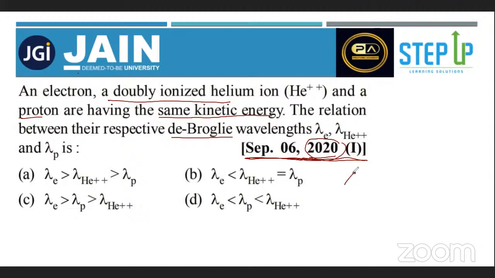If you remember, we did the formula just now. Lambda is equal to h by mv. I can write mv as root over 2m kinetic energy. Now, because they're saying that kinetic energy is the same, and h is a constant, it will not change. I have an answer.